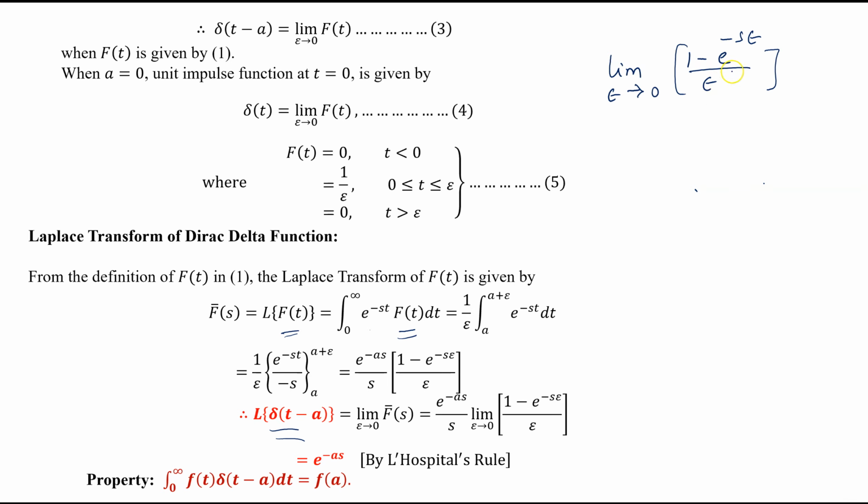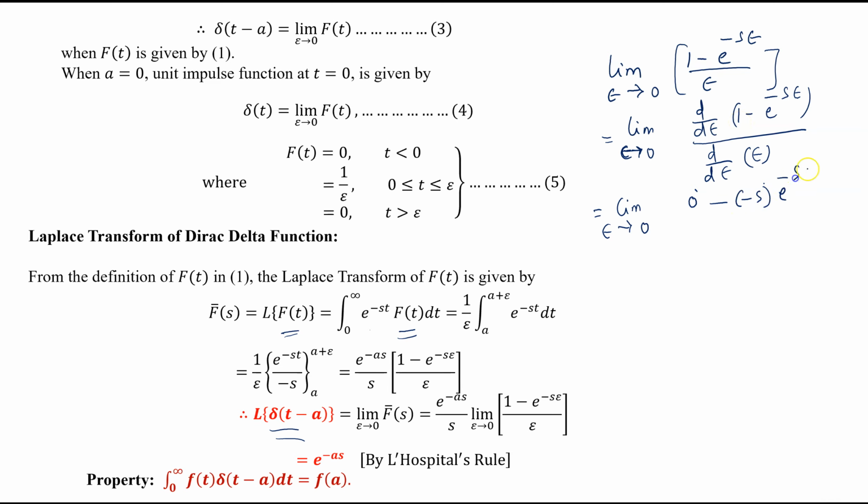with respect to epsilon. So when you differentiate, you get limit epsilon tends to 0, d by d epsilon of 1 minus e power minus s epsilon upon d by d epsilon of epsilon. Then what do you get? Limit epsilon tends to 0. Here derivative of 1 is 0. Derivative of this is, here we are differentiating with respect to epsilon, so you get minus s into e power minus s epsilon. Okay, upon, here derivative of epsilon is 1.